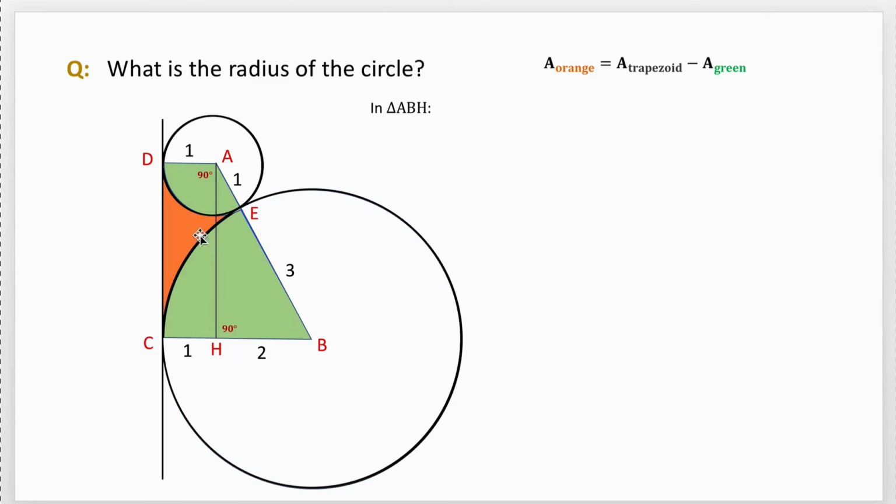ABH is a right triangle. We write the Pythagorean theorem for the triangle. Since the length of BH is 2 and AB is 4, therefore the height of the trapezoid, AH, is 2 square root of 3. The trapezoid area is defined as the average of its two parallel sides multiplied by its height.